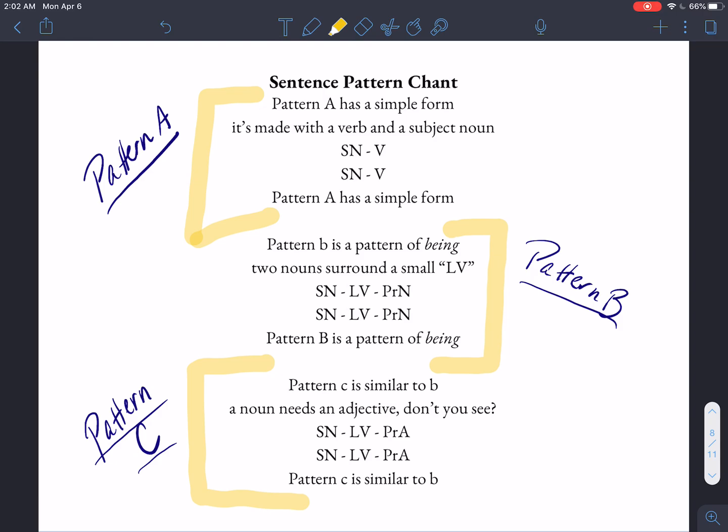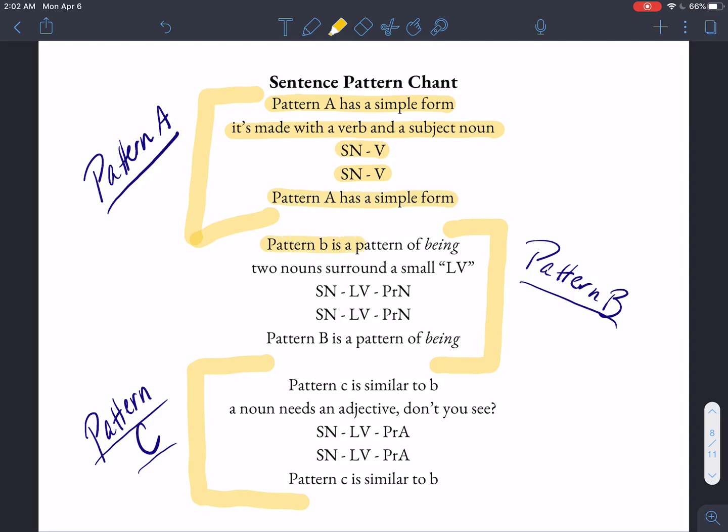All right. You guys ready? All right. Don't forget to chant with me. And here we go. Pattern A has a simple form. It's made with a verb and a subject noun. SNV, SNV. Pattern A has a simple form.